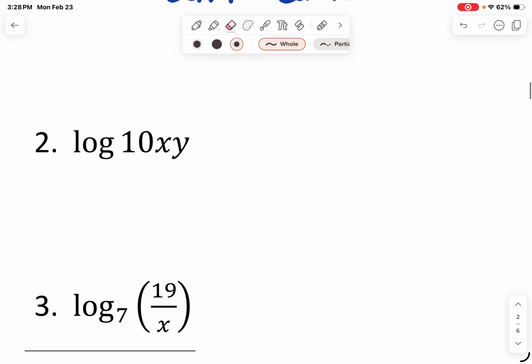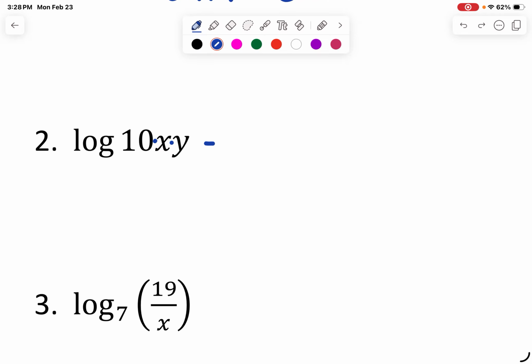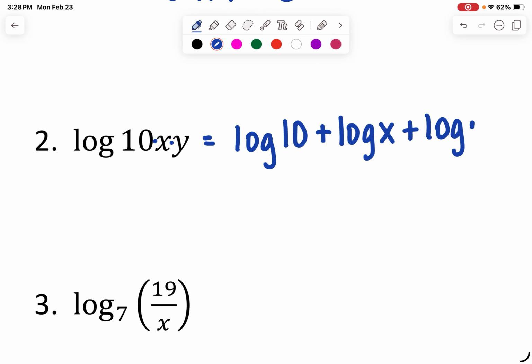Okay, moving on here. So here I see all multiplication, 10 times x times y. So let's go ahead and expand this. This is all multiplication, so it's going to turn to all addition. Common log of 10 plus common log of x plus common log of y. This log right here we can evaluate, right? It's asking us 10 to what power gives you 10, which is 1. So you have 1 plus common log of x plus common log of y.